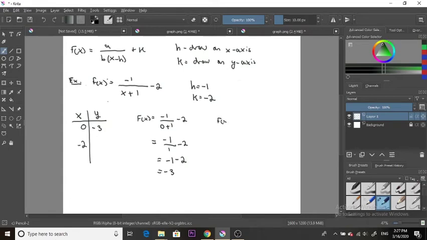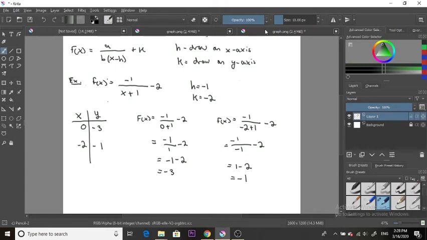Now the second one, let's just quickly calculate that as well. -1 over, and then we put in -2 plus 1, minus 2. So this will become -1 over -2 plus 1, which is going to give us -1. Negative 1 divided by negative 1 will give us positive 1. 1 minus 2 will give us a value of negative 1. So we now have our 2 points.